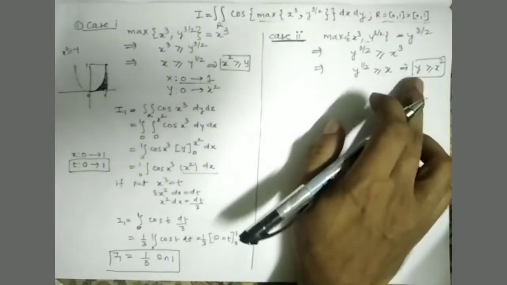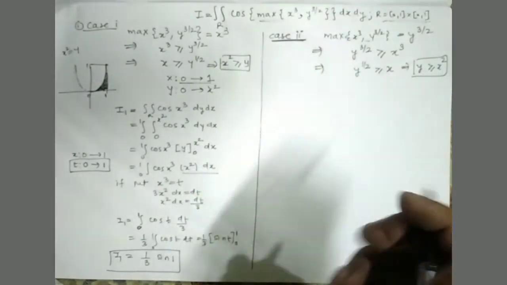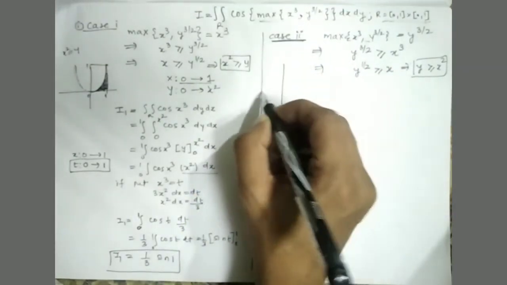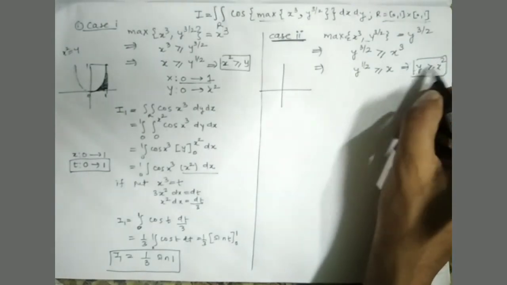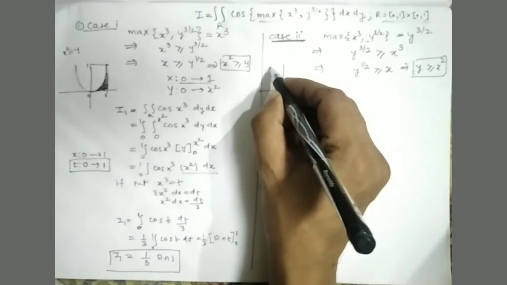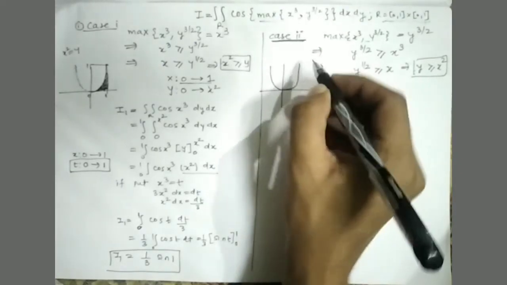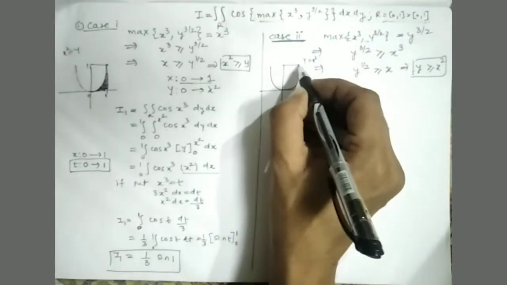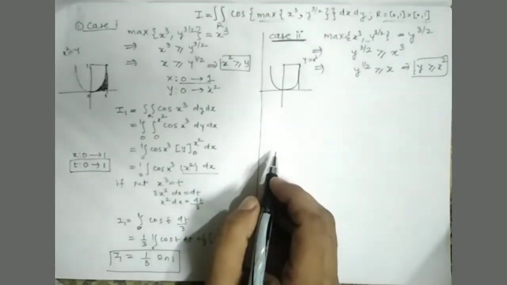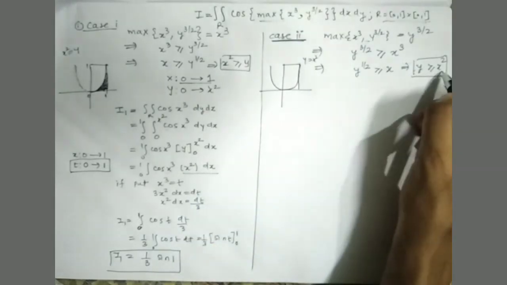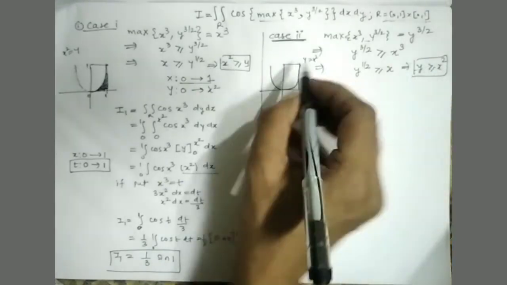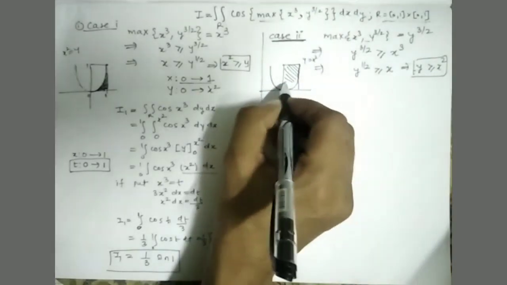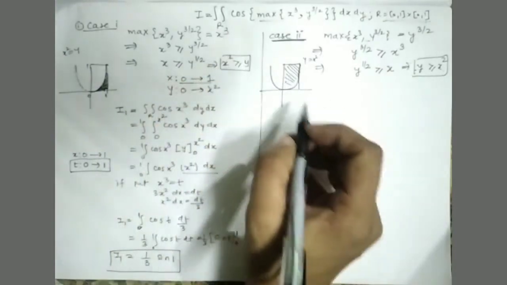Now again we have to construct a graph for this, so that we get an idea about the limits. Since y is greater than or equal to x square, first we construct the graph for y equals x square. This is y equals x square, and we are working in the positive quadrant. Our parabola is less than y, so this region I have to consider, because y is bigger in this case.